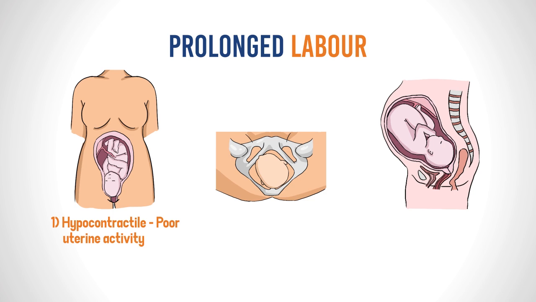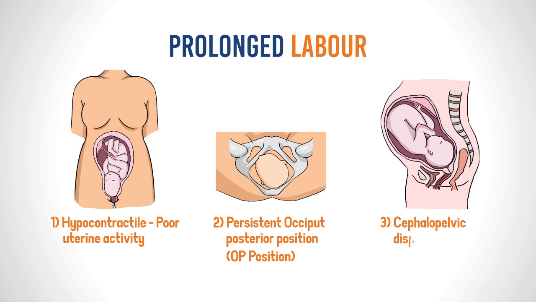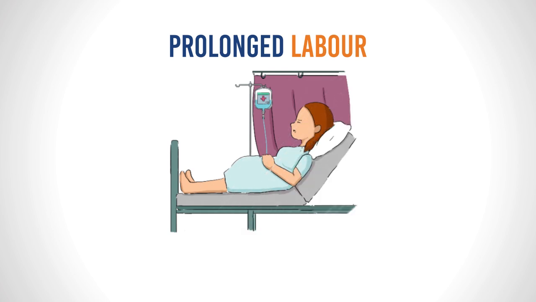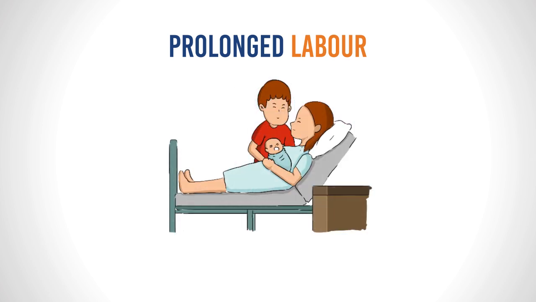It may occur due to poor uterine contractions, persistent occiput posterior position, or cephalopelvic disproportion. It is less common in multipara than in nullipara women. The use of oxytocin to augment labor may be appropriate action for the first two conditions, but could be dangerous in the presence of cephalopelvic disproportion and cause a uterine rupture. Therefore, the use of oxytocin in a laboring woman must be done only after careful evaluation of the full clinical picture and a reasonable assessment of the underlying cause of delay.